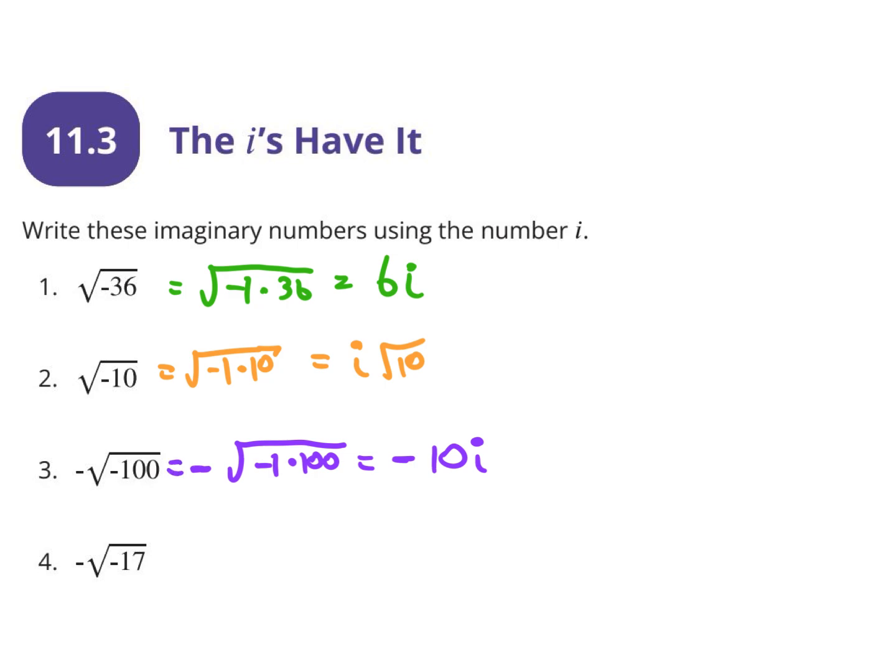And then finally for number 4, the negative of -1 times 17. 17 is not perfect. It can't be simplified. So we have -I times √17.